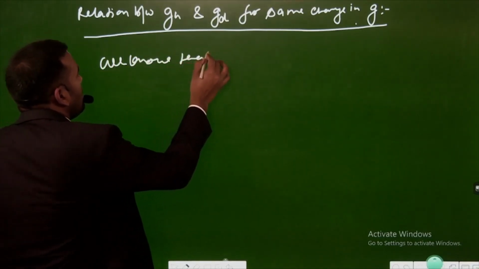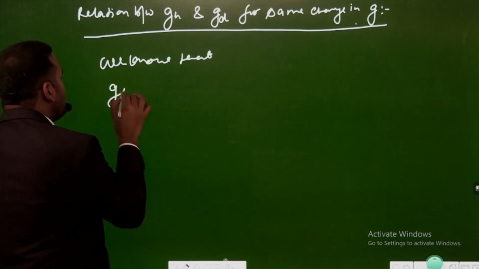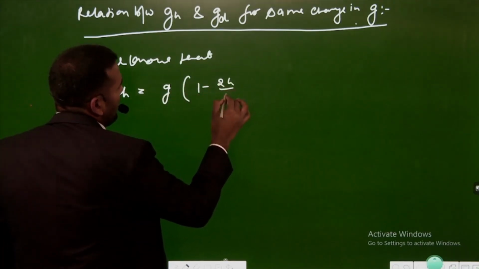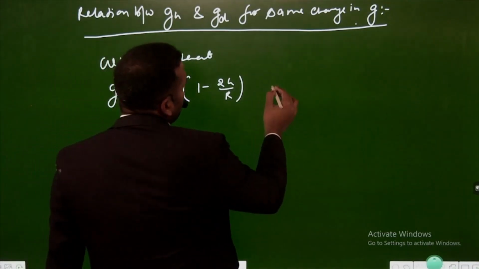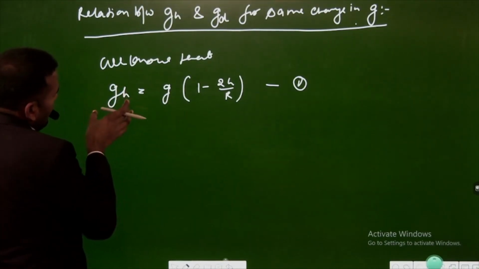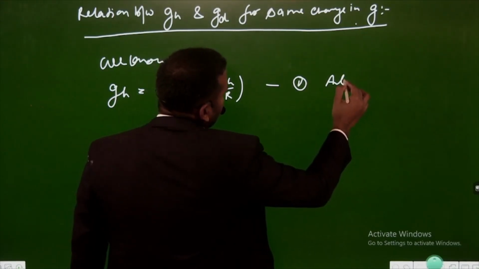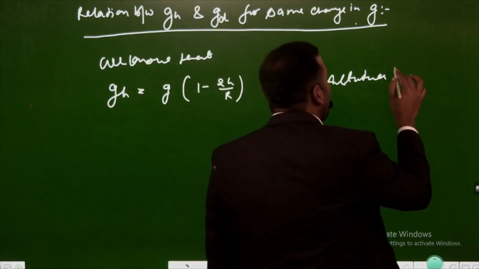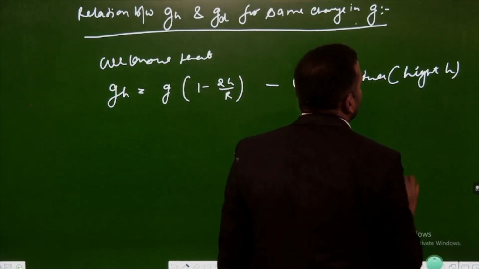So students, we know that the variation g_h is equal to g (1 − 2h/R). This is equation number first, and it is the variation of g at the altitude, that is, at a height h.